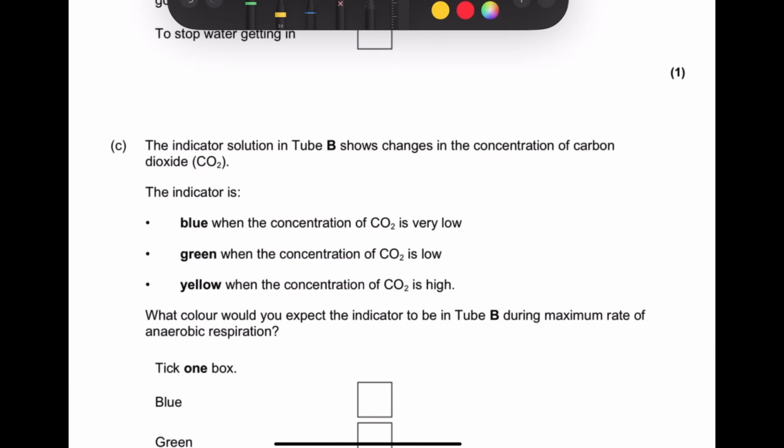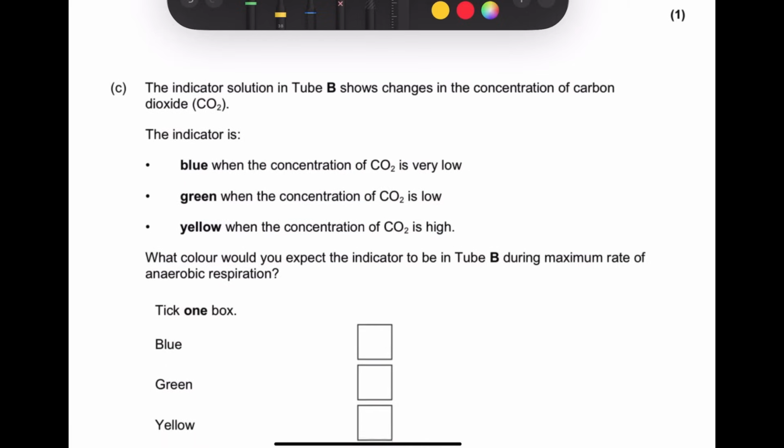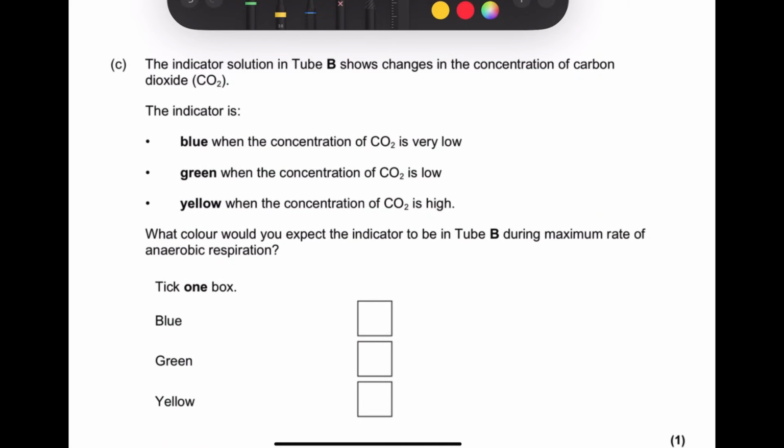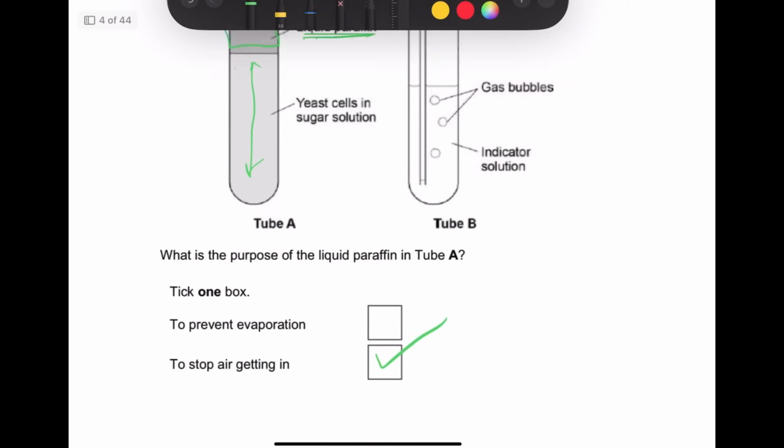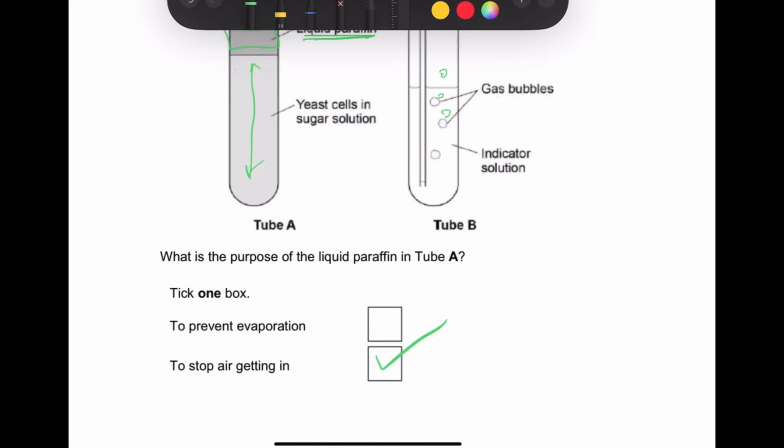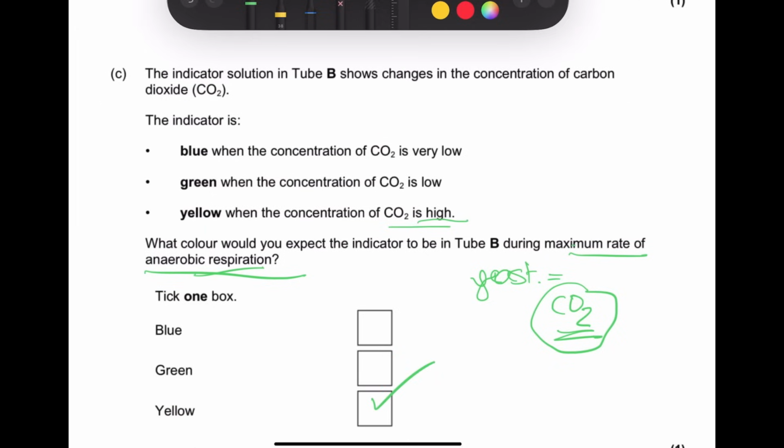C. The indicator solution in tube B shows change in the concentration of carbon dioxide. The indicator is blue when the concentration of CO2 is very low, green when it is low, and yellow when it is high. What color would you expect the indicator to be in tube B during the maximum rate of anaerobic respiration? The product of yeast anaerobic respiration is CO2. The more it respires anaerobically, the more CO2 comes out, and that's what makes the gas bubbles. So it's going to be very high, therefore yellow.